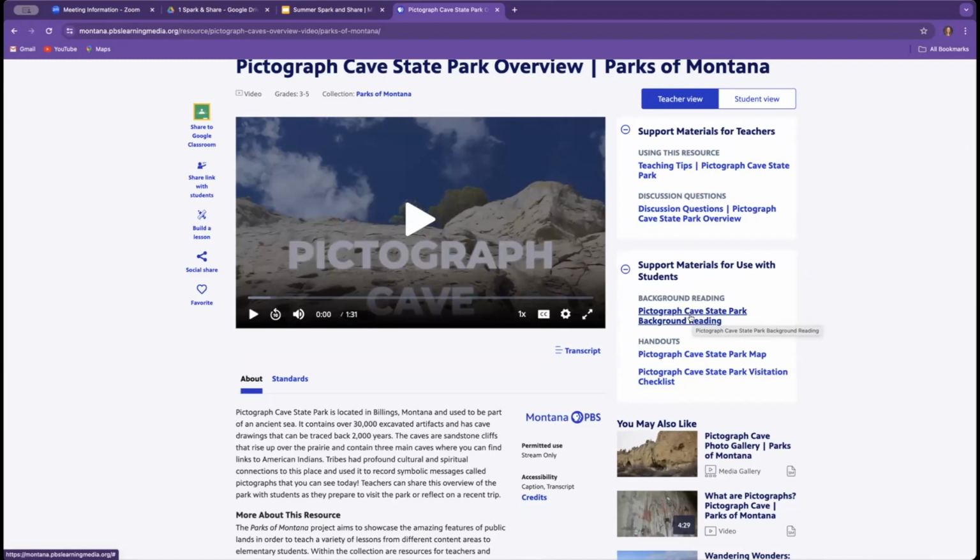So sending the background reading list home with the permission slip is a great trick, because it also helps families prepare and talk about that experience with their kids and follow up with them about what they were to learn.